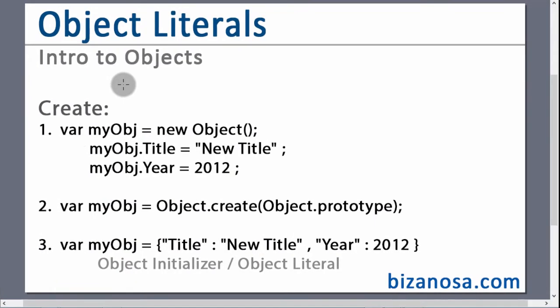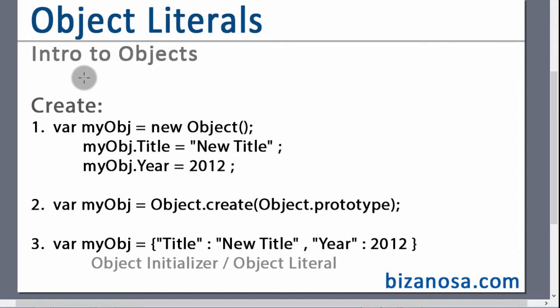We're going to continue on from where we left off, okay? And let's see, how can you create objects? Now, if you want to create an object, you can use the new keyword to create a new object. You can use this Object.create method, which we're not going to look at in this section.